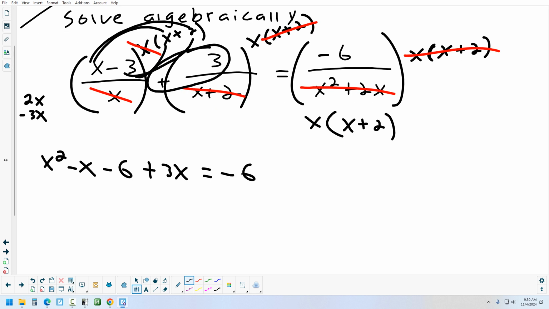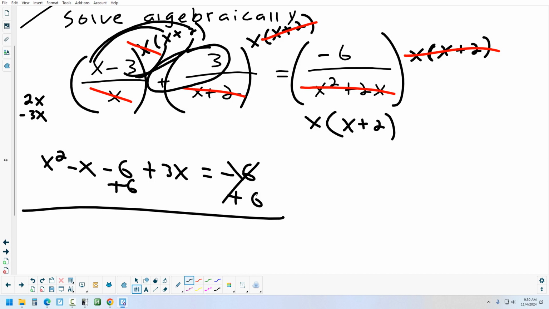And what's on the other side? Negative 6. Okay, and what do we want to get this equal to? So what would we have to do to get 0 on the right? Add 6. Negative 6 plus 6 is 0. Well, then it also cancels there. What do you have on the left side if you combine those like terms? X squared plus 2x.